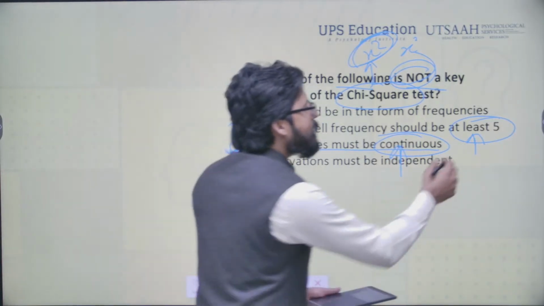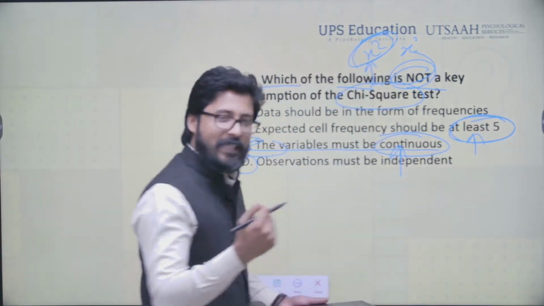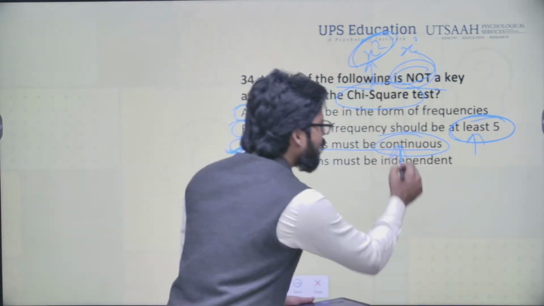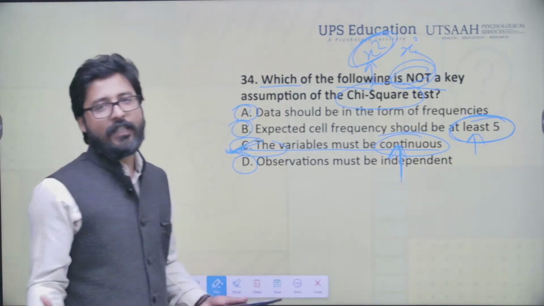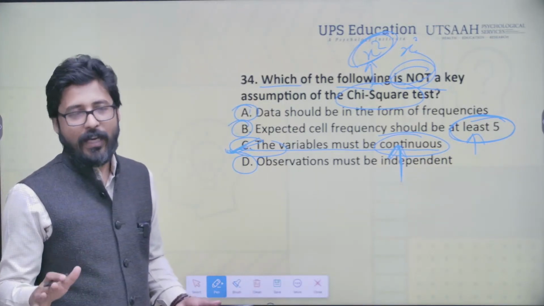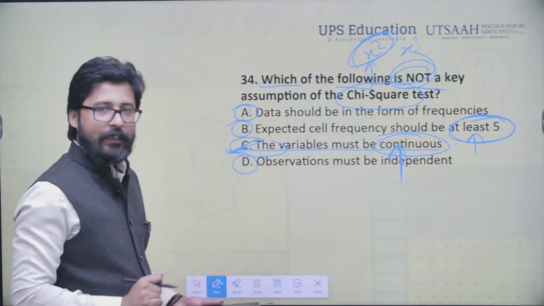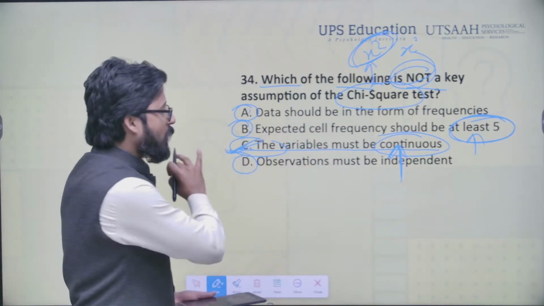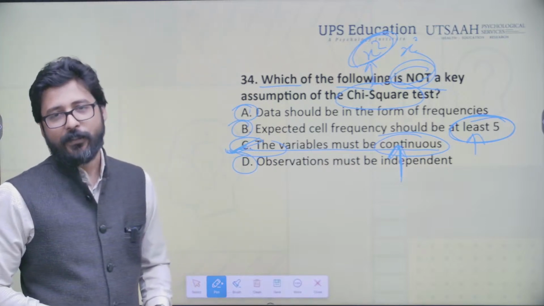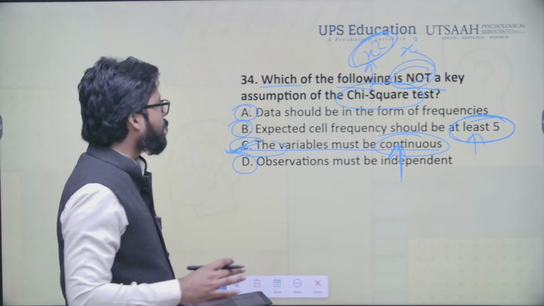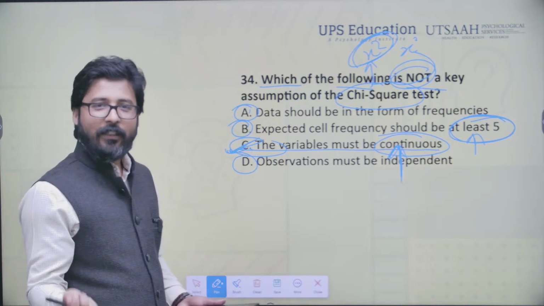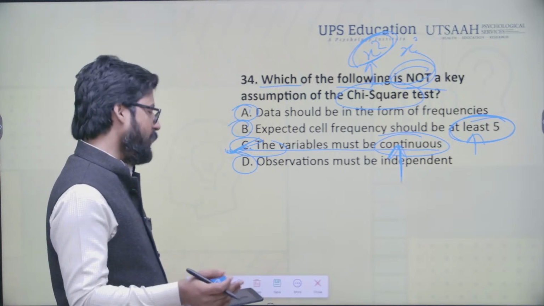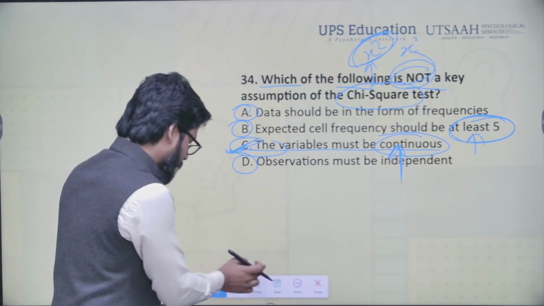So no matter whether this is less than 5 or more than 5, if continuous data is present, then we cannot use chi-square. That's why we will choose C. C is the clear indicator that this statement is wrong. We are not using chi-square in this particular situation. I hope you understood it. If you have any cross question or any doubt, you can mention it in the chat box.